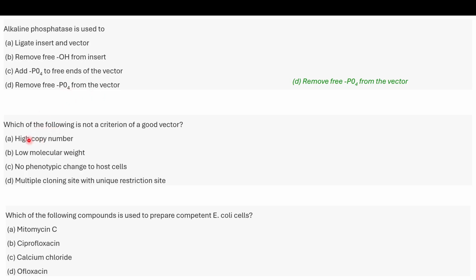Okay, now, which of the following is not a criterion of a good vector? Yes. So, why do we really need any type of phenotypic change?